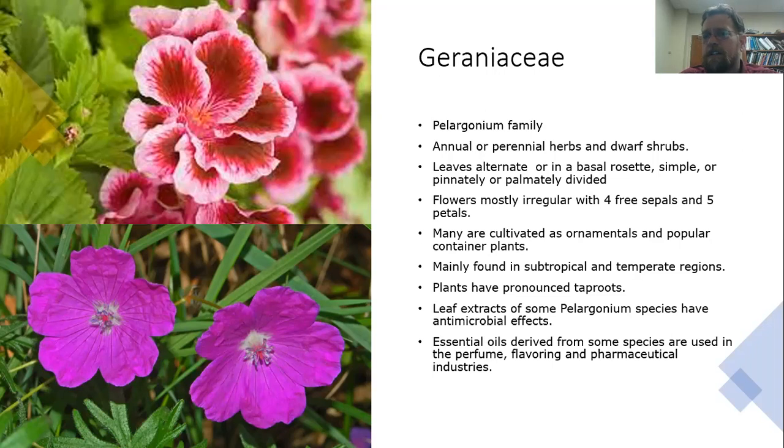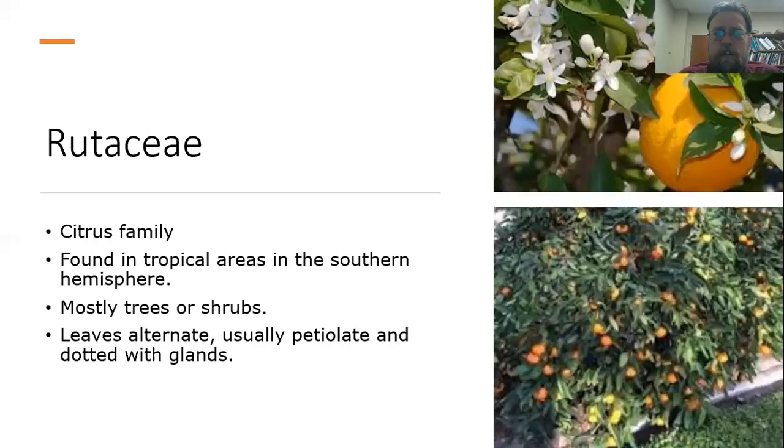A lot of these are cultivated as ornamentals. A lot of them are popular container plants. They tend to be native to subtropical or temperate regions. And there are a lot of also essential oils that are used from these plants as perfumes or flavorings, some in the pharmaceutical industry. A very popular family is the citrus family, the Rutaceae.